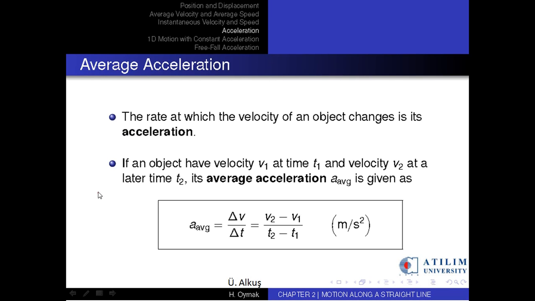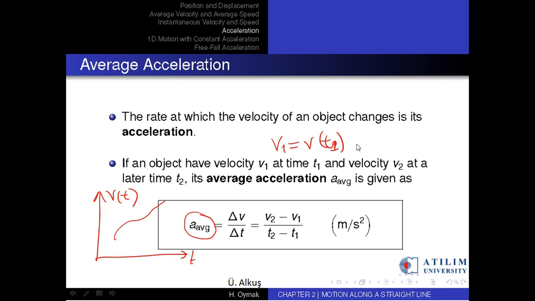If the velocity of an object changes with time, we say that the object accelerates, and the rate at which its velocity changes is called its acceleration. Let the object have velocity v1 at time t1 and velocity v2 at a later time t2. Then its average acceleration is defined by this formula, delta v over delta t. Here, delta v is v2 minus v1, and delta t is t2 minus t1.